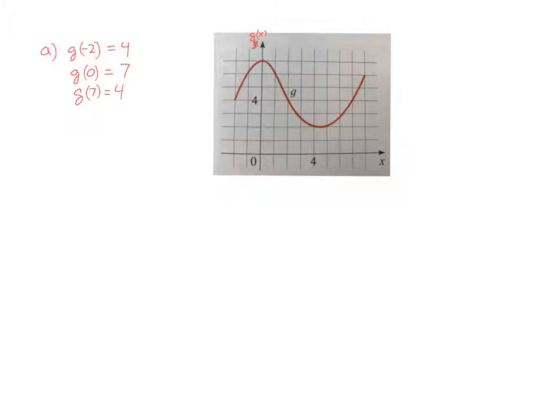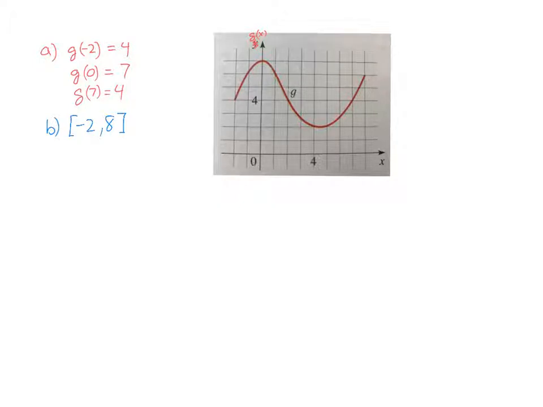Now let's go to B. B says, find the domain of G. Well, the domain of G, if we look at it, is going to go from here to here. It's all the x values that it could be. So I can input this guy and anything over to this one, but if I go a little further, the function doesn't exist, so that's not a part of the domain. So it's going to go from -2 to 8. And if there's not open circles, we know that it's included.